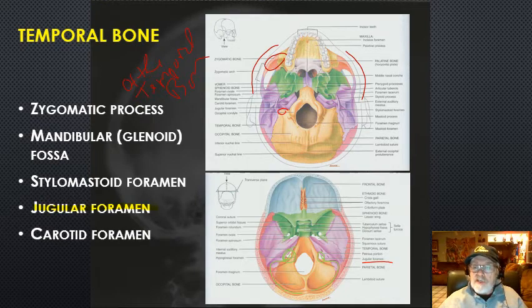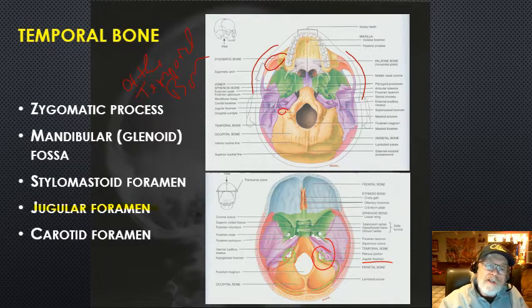Okay, it continues as the jugular vein once it leaves the skull, but that's the jugular foramen. Besides the jugular vein that comes out of there, a couple of cranial nerves, 9, 10, and 11, come out of there as well. So some cranial nerves come out of that area called the jugular foramen, which is right there and right there. Okay, so that's the jugular foramen.